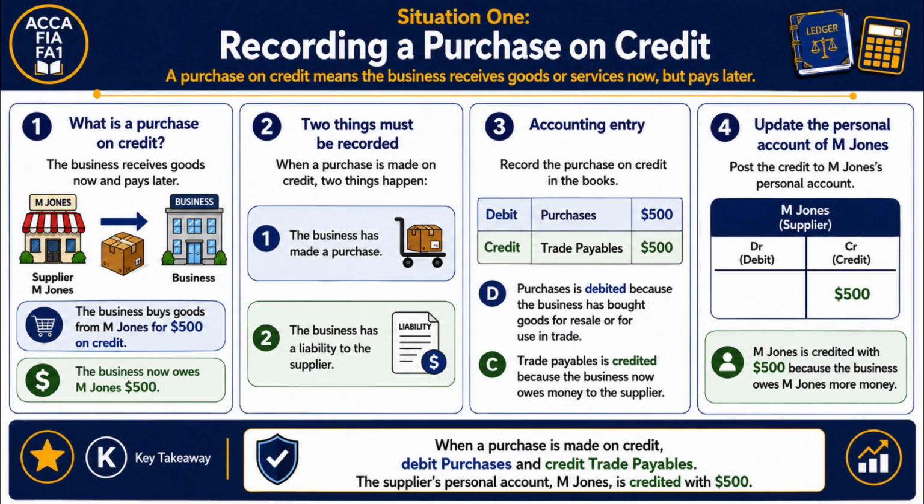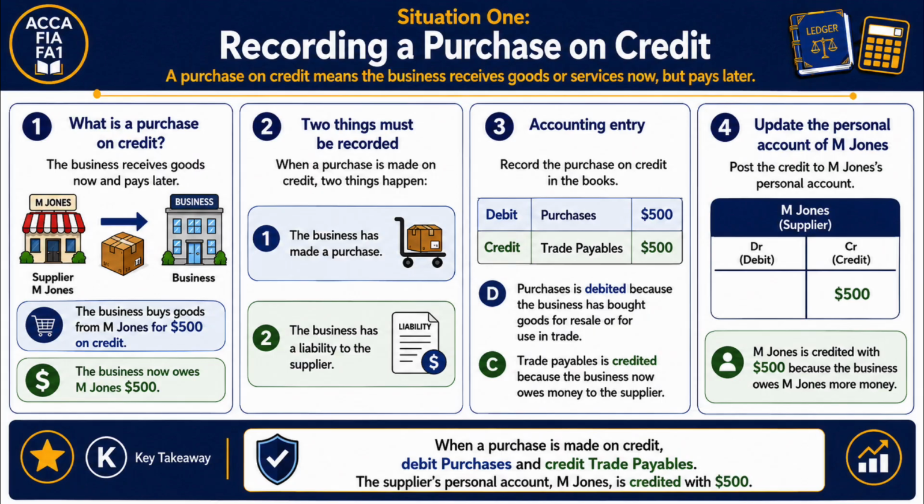Situation 1. Recording a purchase on credit. A purchase on credit means the business receives goods or services now but pays later. For example, a business buys goods from M. Jones for $500 on credit. This means the business now owes M. Jones $500. So, two things must be recorded. First, the business has made a purchase. Second, the business has a liability to the supplier. The accounting entry is debit purchases with $500, credit trade payables with $500.